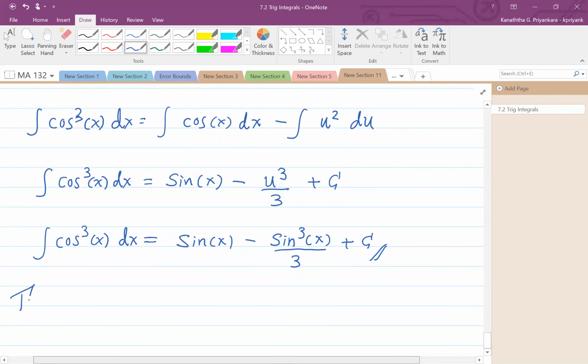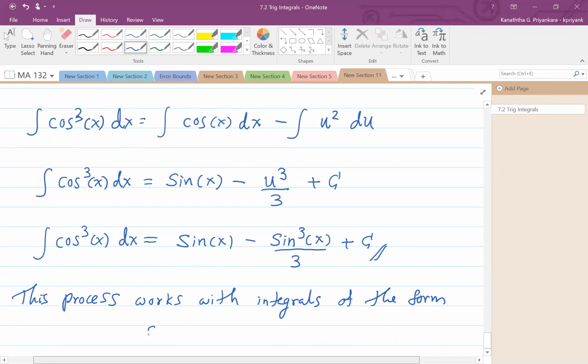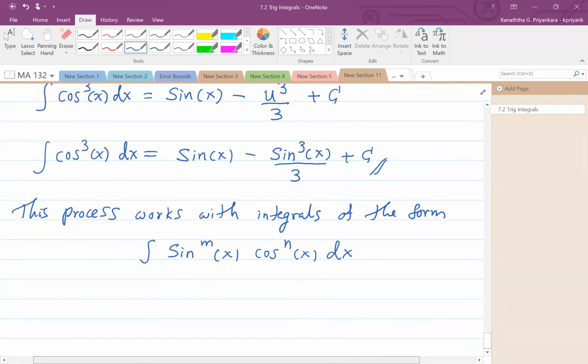So let's write down some notes. This process works with integrals of the form: if I give you any integral sine mx times cosine nx dx, depending on which power is odd, then we will distribute it as we did earlier.